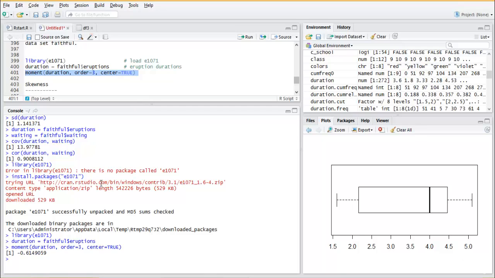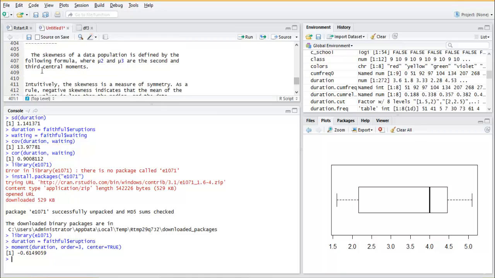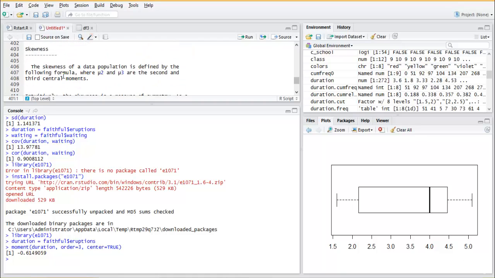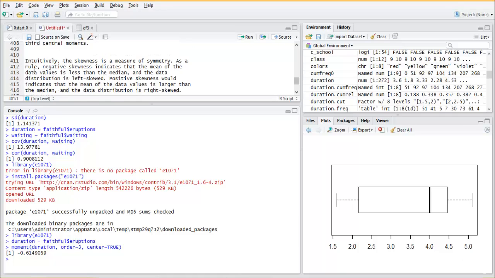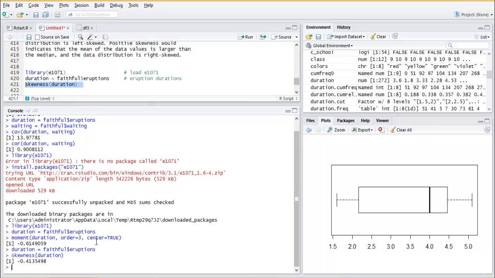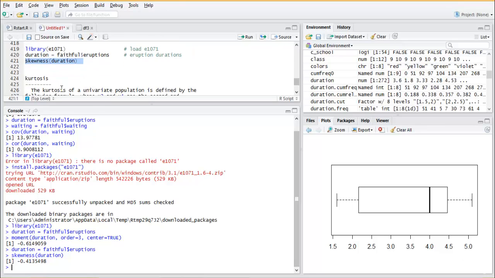Okay, so the moment is negative. That means this curve shows a flat structure. This is not a very peaked sort of data. So remember, the fourth moment tells us how peaked the data is. Skewness of the data is defined by a formula, and skewness is the measure of symmetry. Skewness is a function as well. So let's do skewness on duration. The function name is skewness. Yeah, so skewness is minus 0.41 for the data that we have. So it's negatively skewed data.